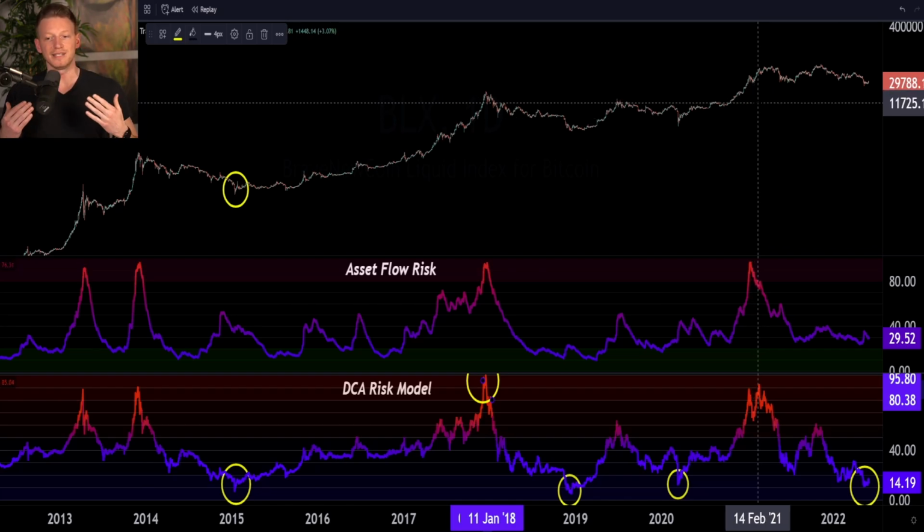And that's because the DCA index risk model doesn't care about identifying the actual price top. It wants to show you where the asset has run up to the point where it no longer makes sense to be holding the asset. It no longer makes sense to be sitting in Bitcoin. You should be wanting to shift into the altcoins now.